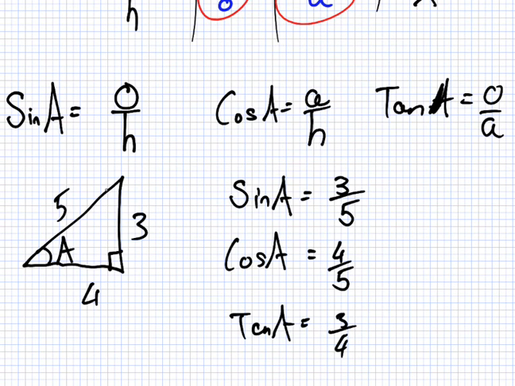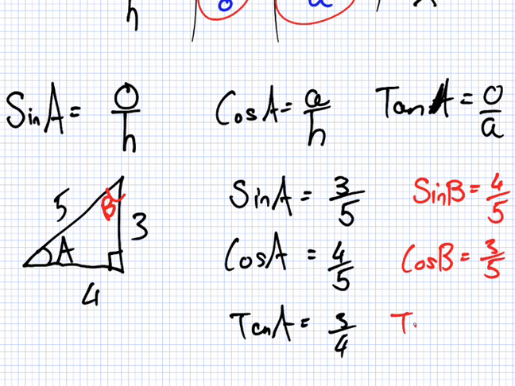And by the way, if I put my angle up here instead, it's nearly the same thing, except the opposite and adjacent swap places. So now this one's the opposite. So sine of B will be 4 over 5. Cos of B is 3 over 5. And then tan of B will be 4 over 3.